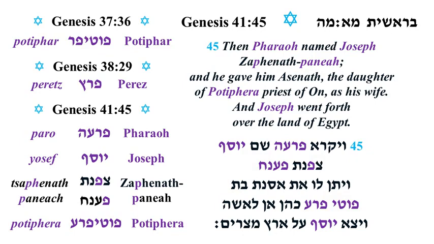Then we go to Genesis 41, verse 45. This is the whole verse we're going to read. This is a payday of pays. It says, then Pharaoh named Yosef Zaphenath-Paneah, and he gave him Asenath, the daughter of Potiphera, priest of On, as his wife. And Yosef went forth over the land of Egypt. Wow, look at all the pays in there.